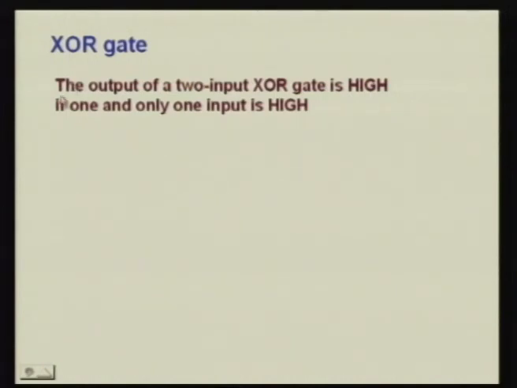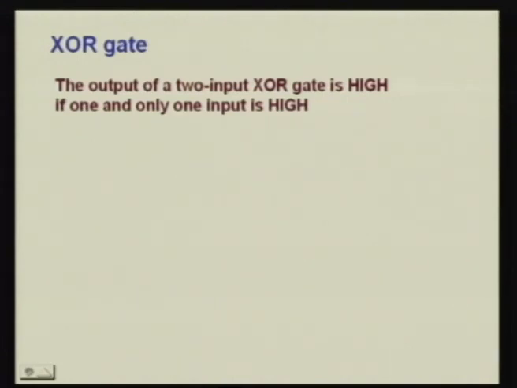Now we will study the XOR gate, which we have already mentioned, that is the exclusive OR gate. What is the exclusive OR gate? What is the importance of this XOR gate? We will see now. We can define it as: the output of a 2-input XOR gate is high if one and only one input is high. It's very important to note that if we have 2 inputs and one is high and one is low, or the first is low and the second is high, then only will the output be high.